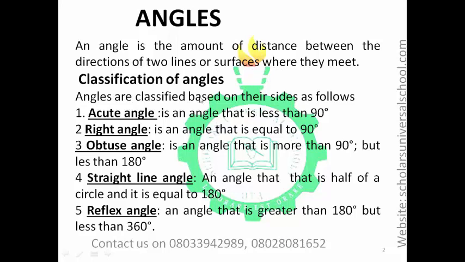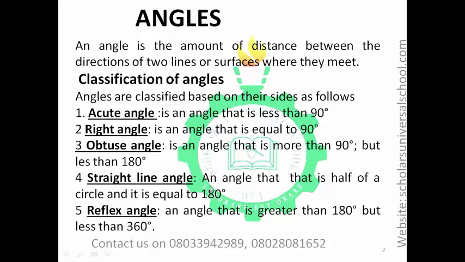This angle can be classified based on their size. We have acute angle, this angle that are less than 90 degrees. Right angle is an angle that is equal to 90 degrees. We also refer to right angle as perpendicular angle. We have obtuse angle, is an angle that is more than 90 degrees but less than 180 degrees.